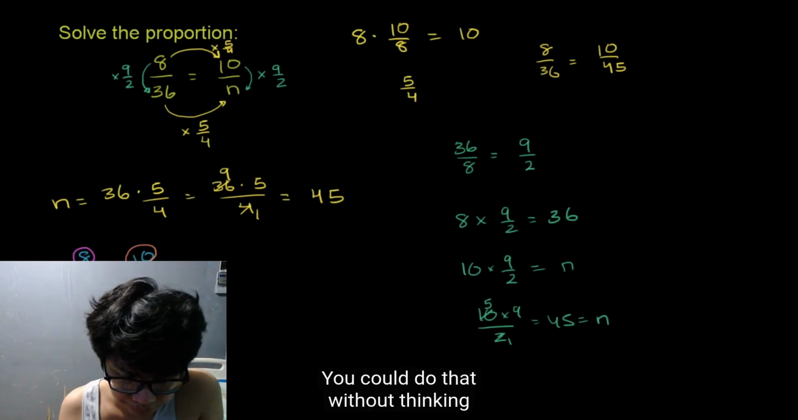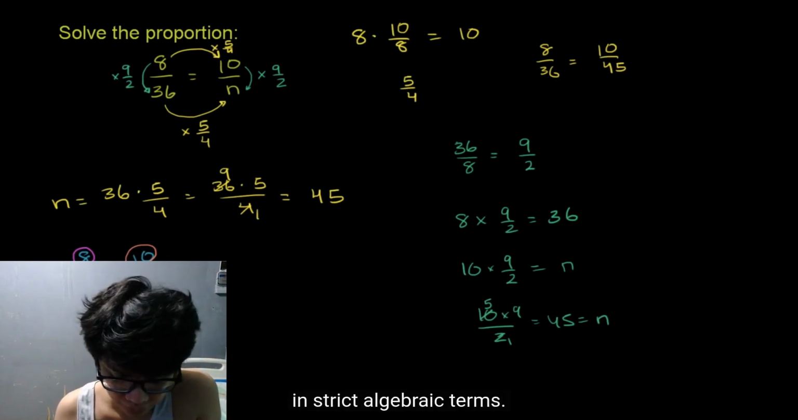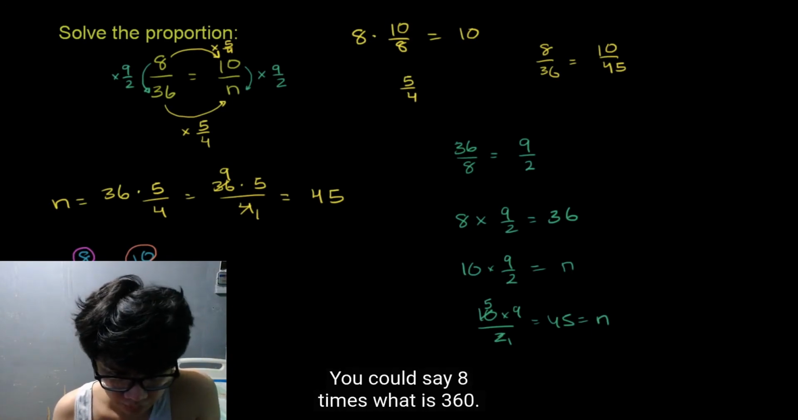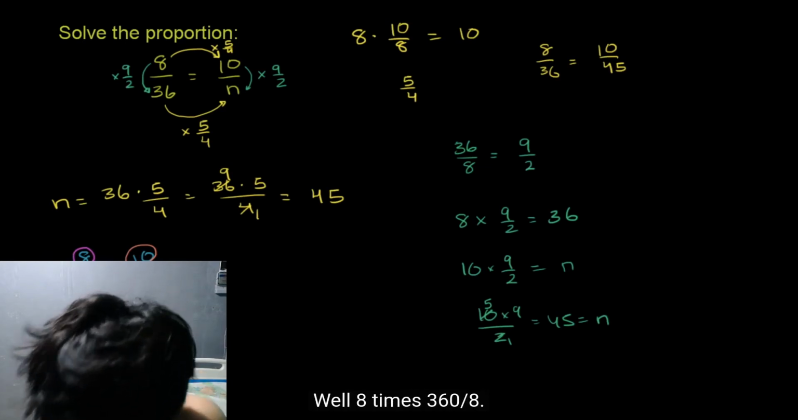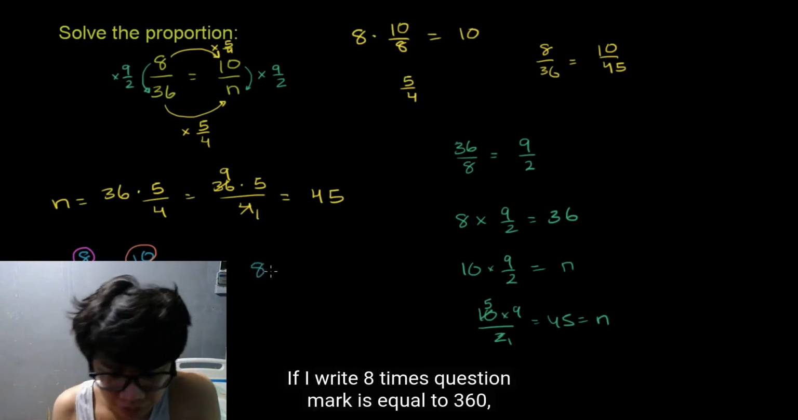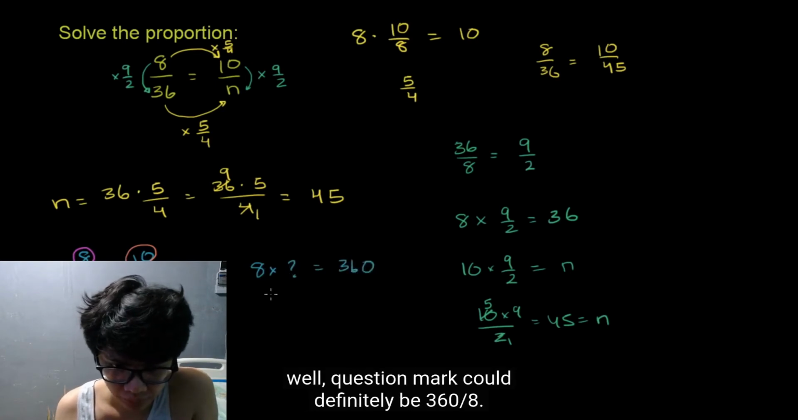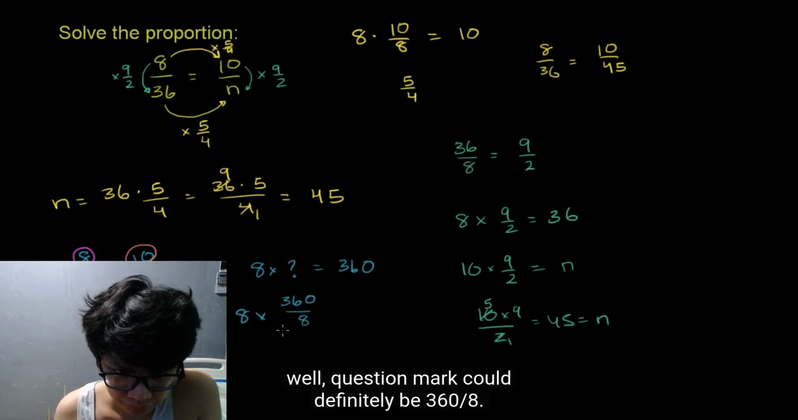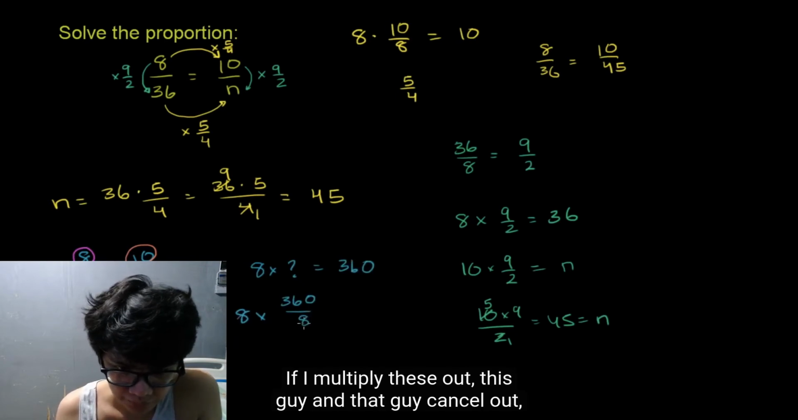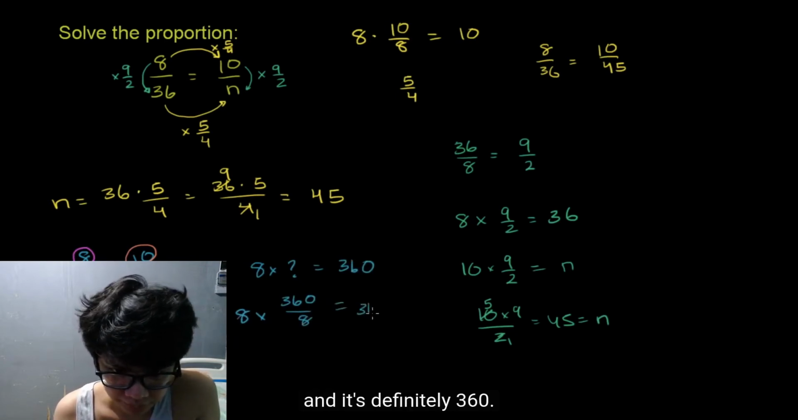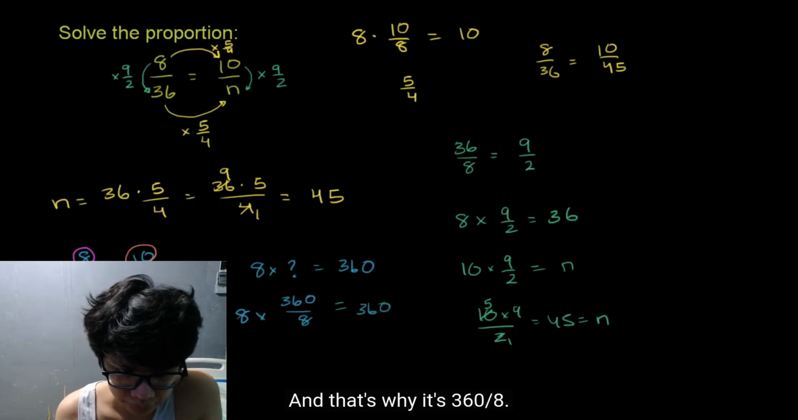And you can do that without thinking in strict algebraic terms. You say 8 times what is 360? Well, 8 times 360 over 8. If I write 8 times question mark is equal to 360, well, question mark could definitely be 360 over 8. If I multiply these out, this guy and that guy cancel out, it's definitely 360. And that's why it's 360 over 8.